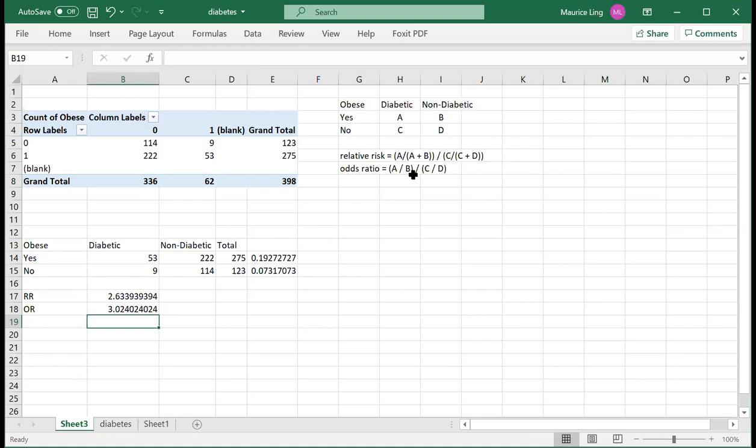Okay, so that's all for today. Now you can use pivot table. The meaning is how do you use pivot table to calculate clinical measures like relative risk and odds ratio. Now relative risk is also sometimes known as a risk ratio.